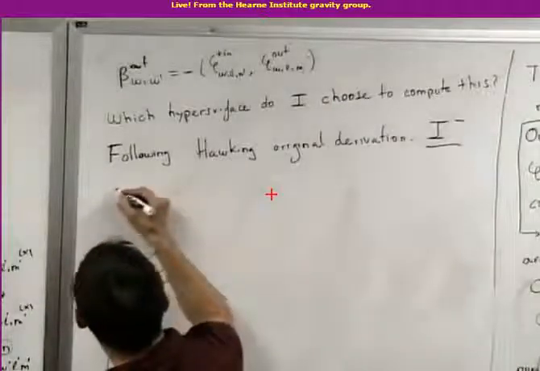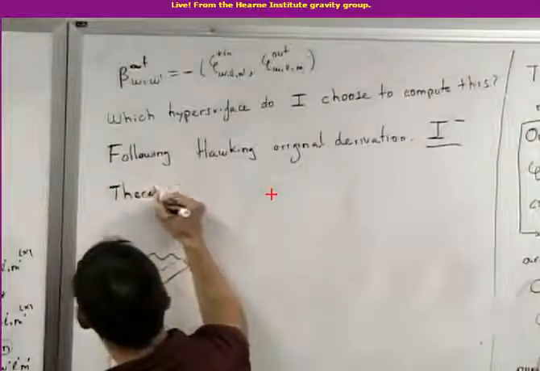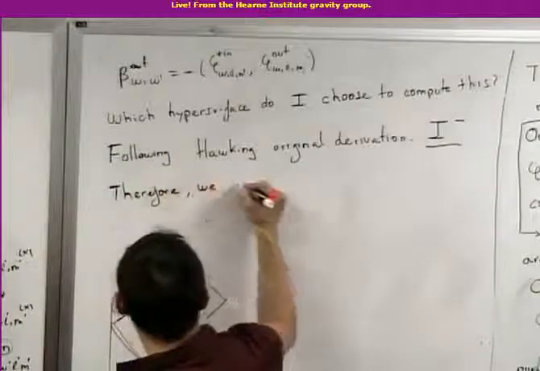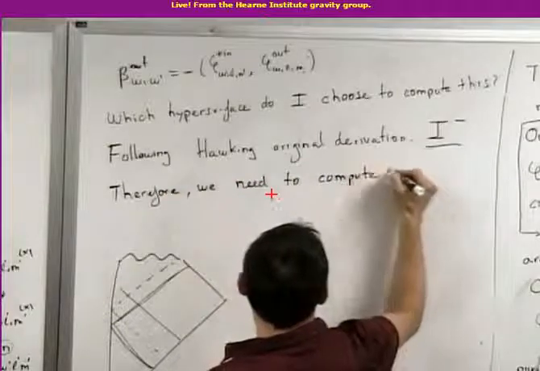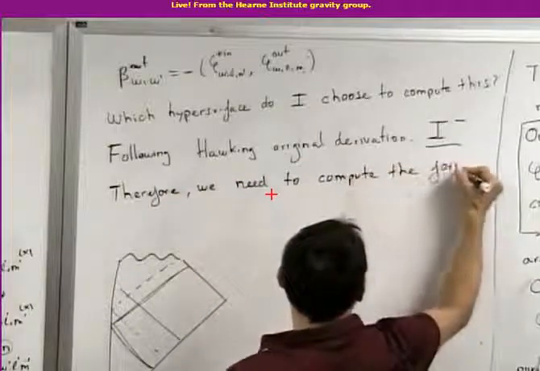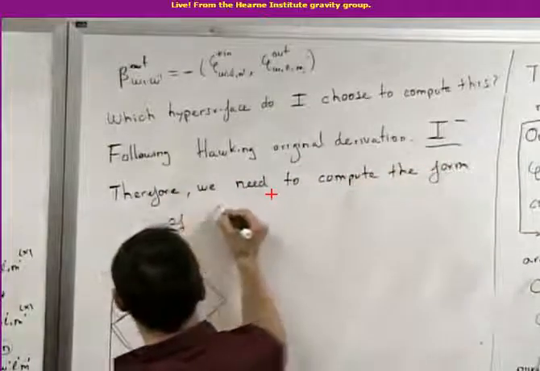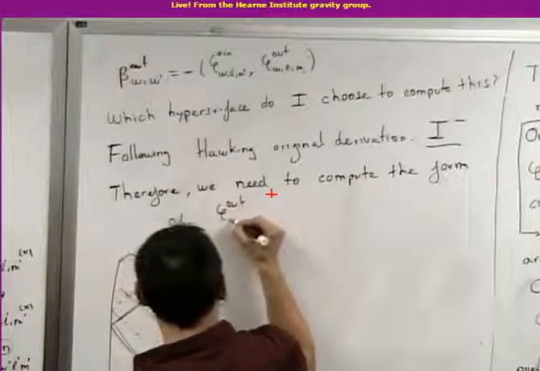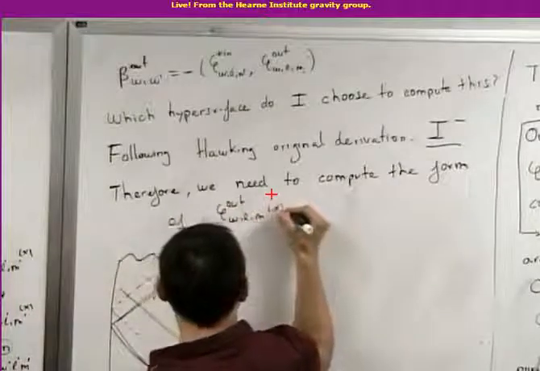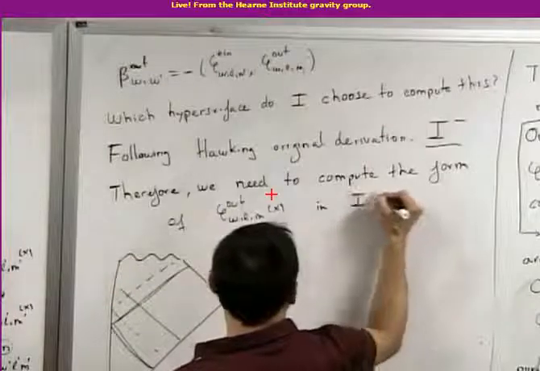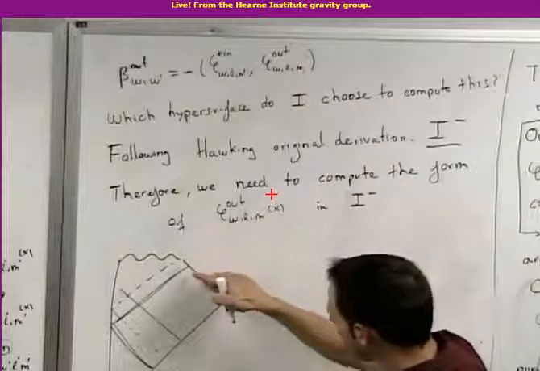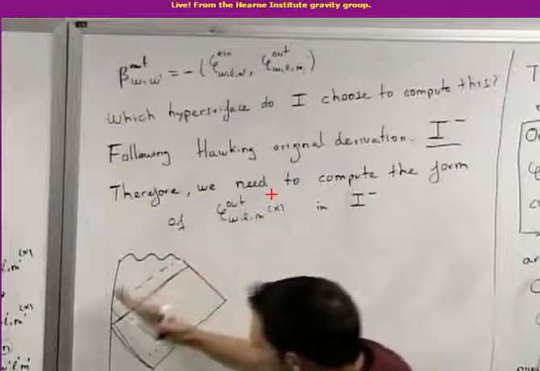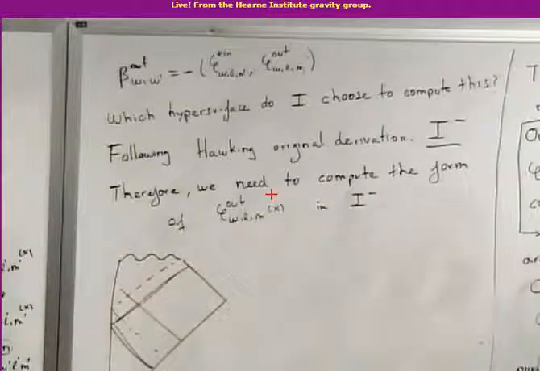So, therefore, we need to compute the form of the out modes at scri minus. We have to take initial conditions for the out mode, and we know what they are. They are positive frequency modes here, and we use the wave equation to propagate them backwards in time, and that is the main difficulty.